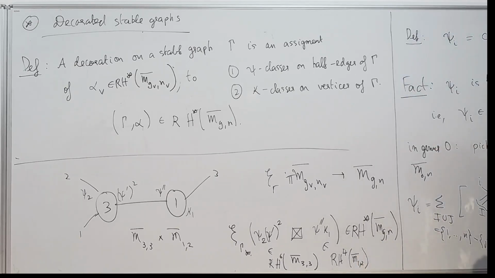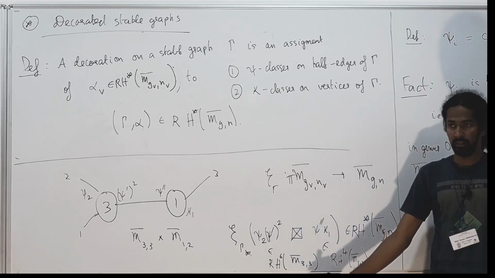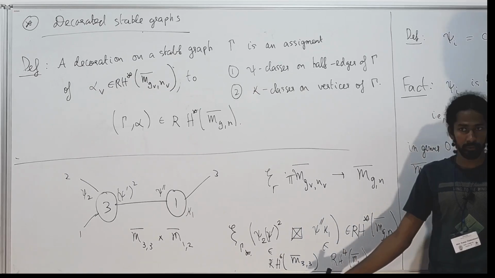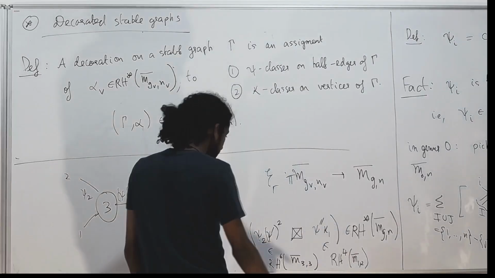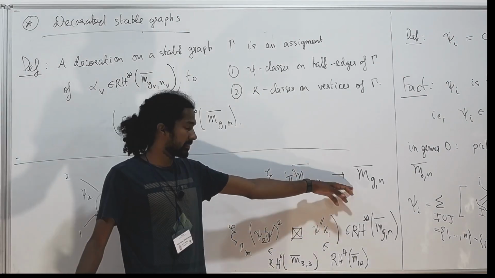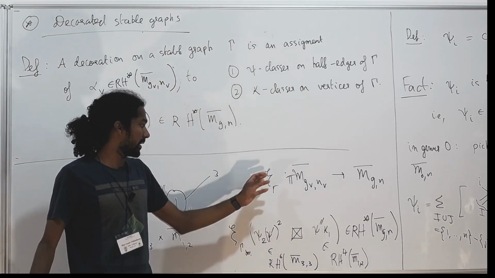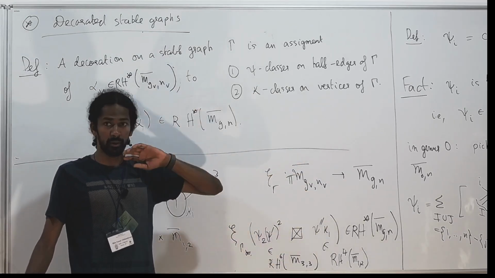Okay, so when I pull it back and take the product, I get something in cohomological degree 10, 6 plus 4. And then I push it forward, right? And remember that when I push it forward, I still have some codimension here to worry about. The image of this map lives in codimension equal to the number of edges of the graph.